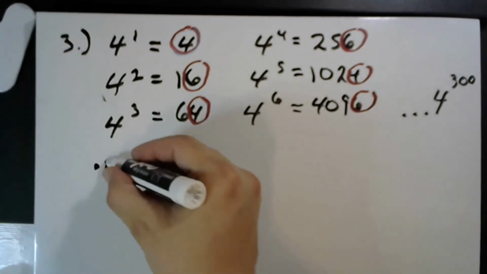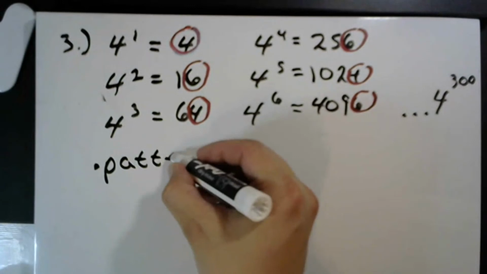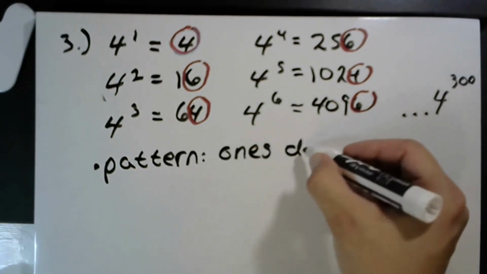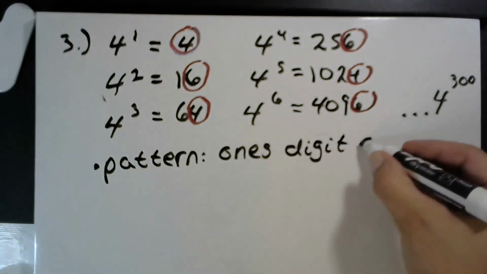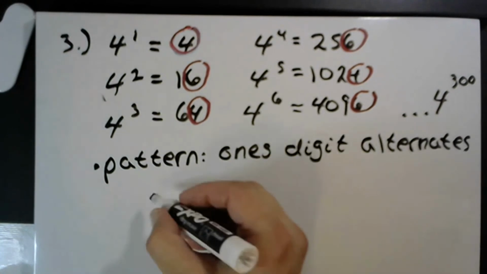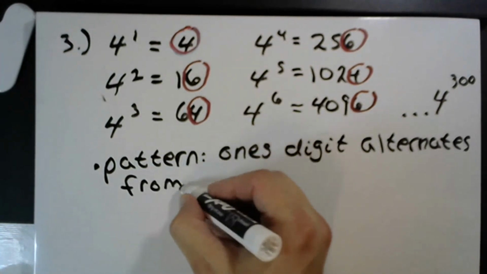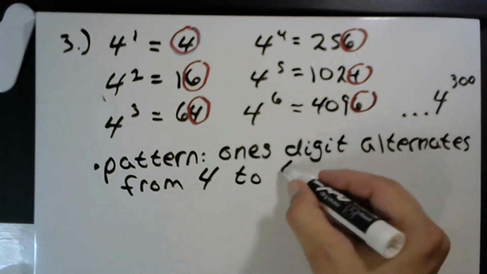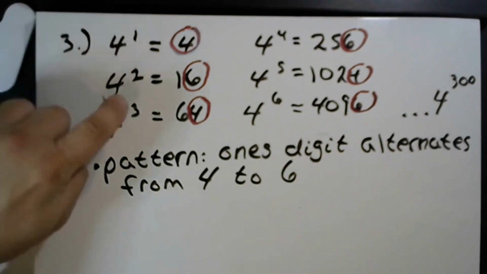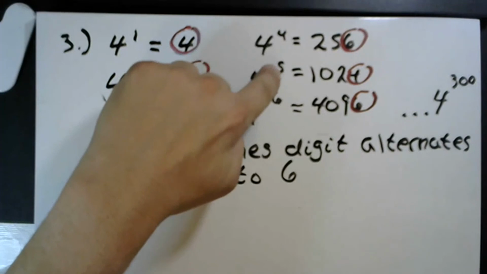So working with just the first few of these, do we see a pattern? Well, there's a pattern where the ones digit alternates from 4 to 6. So it just does this the whole time. And we might even see another one.